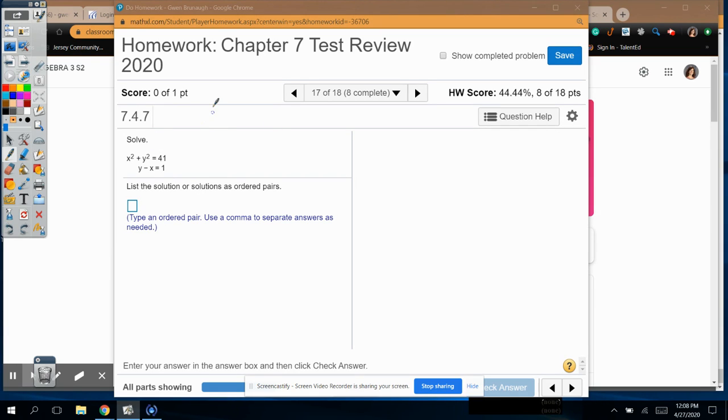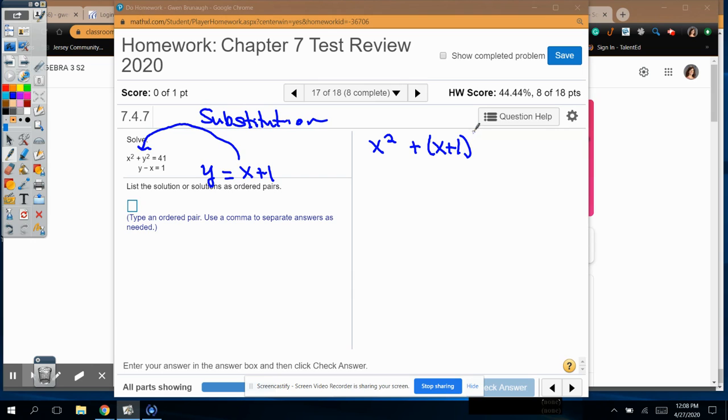Okay, this one I'm going to use substitution. This will be another harder problem on the test, in my opinion. Substitution. Oh, a little glitchy. Okay, I'm going to get y by itself by adding x, and it'll be x plus 1. I'm now going to substitute that in for this guy. So it's x squared plus (x plus 1) squared equals 41.